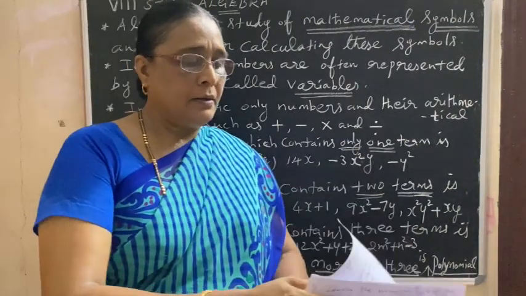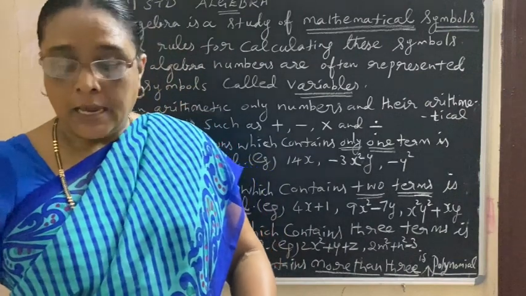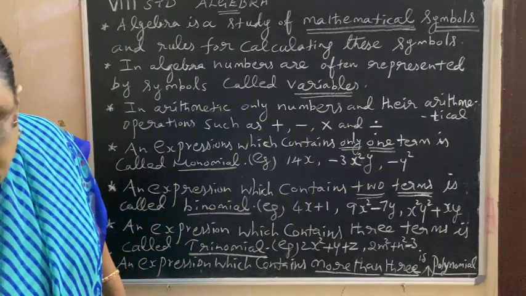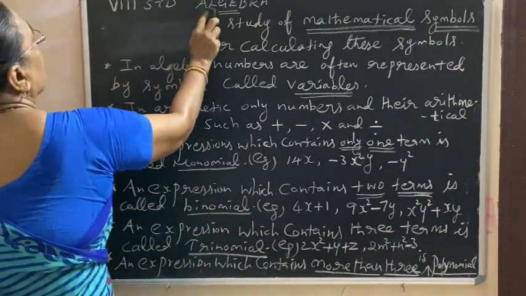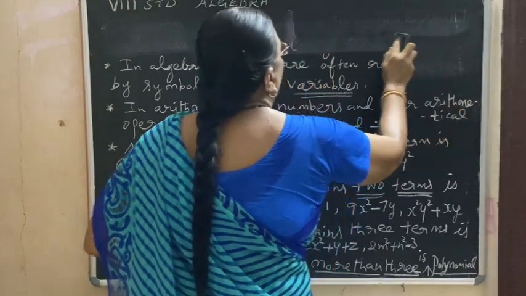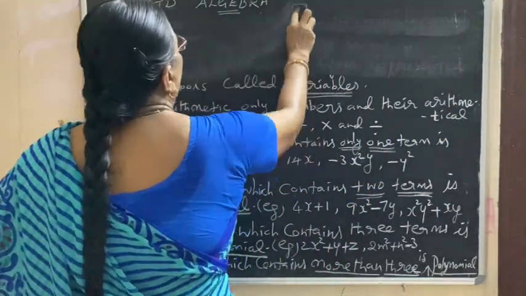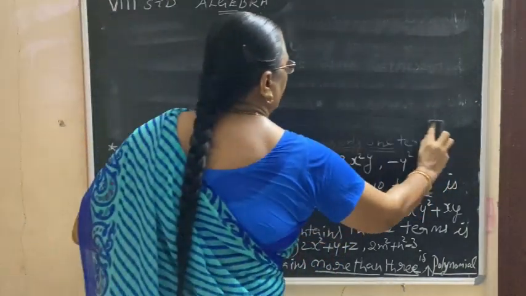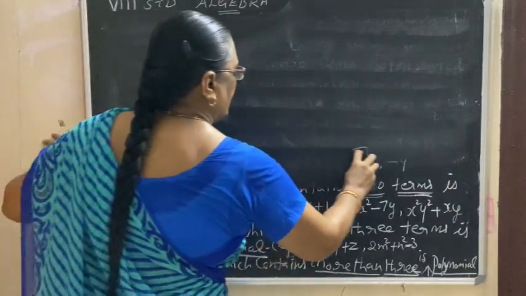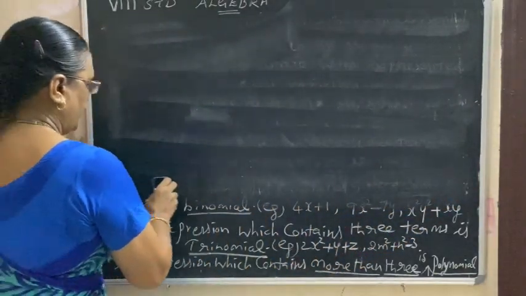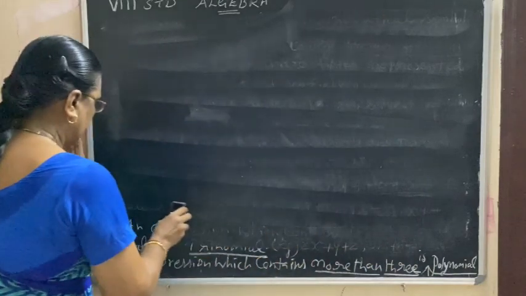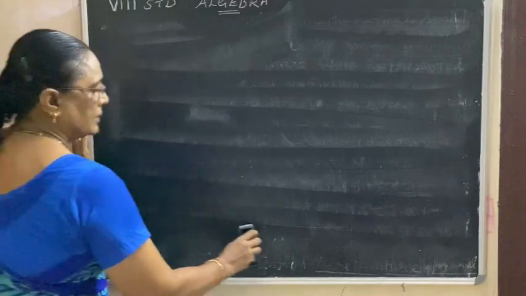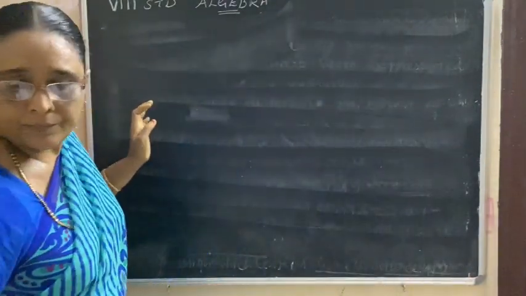Now we are going to study like terms and unlike terms. How can we identify them? What is meant by like terms? Like terms have the same exponents. What is meant by exponents? Exponents is nothing but the powers of the variable.